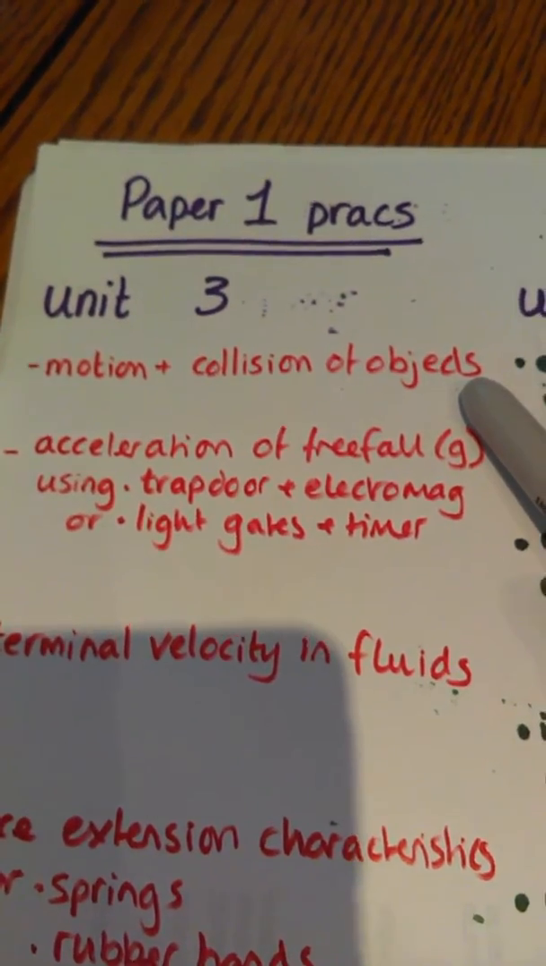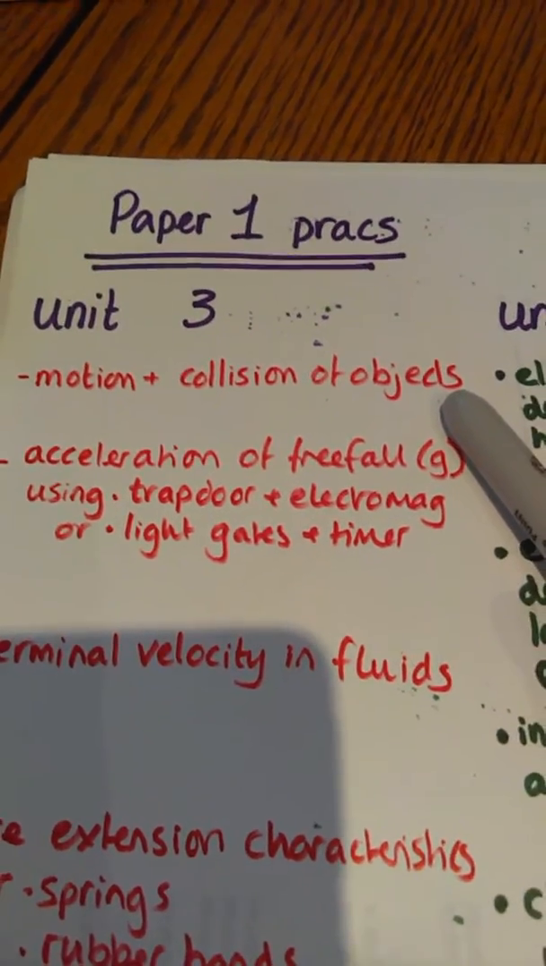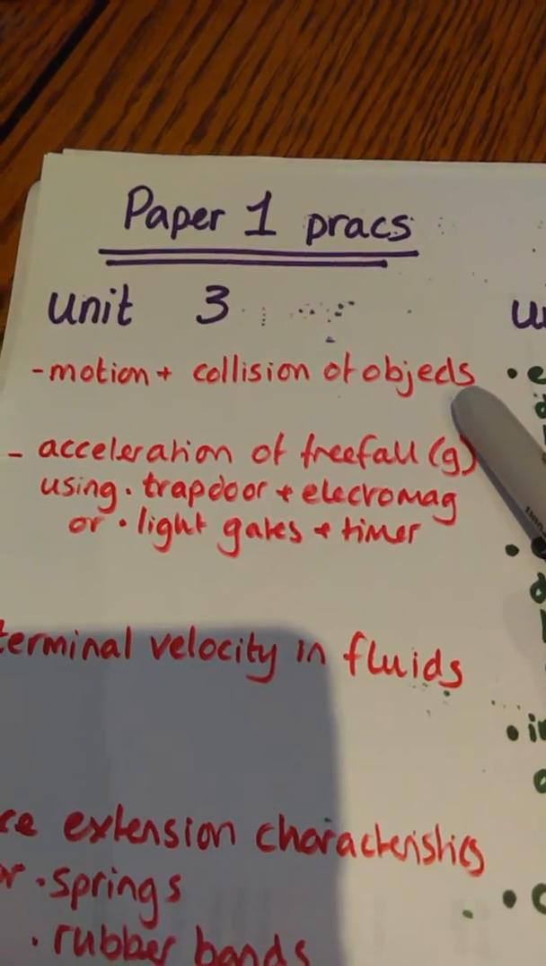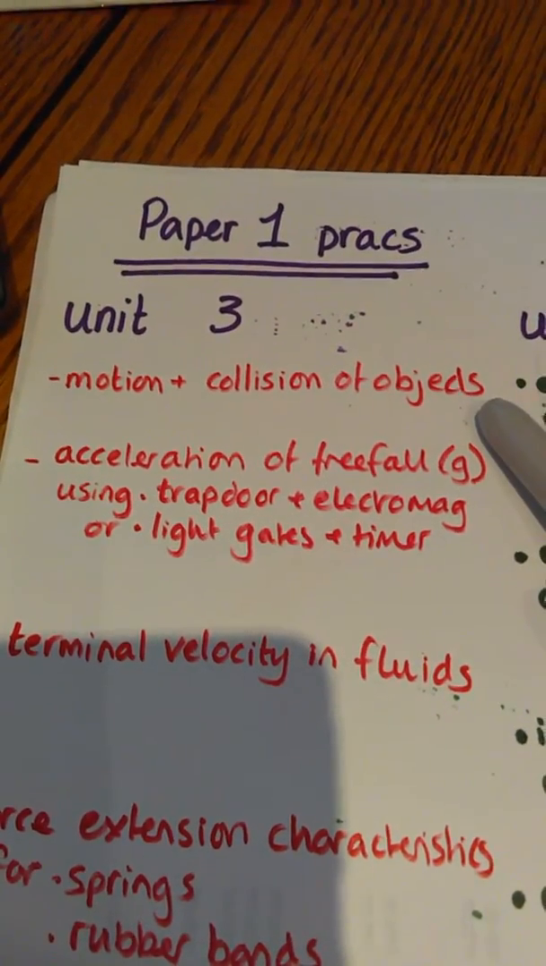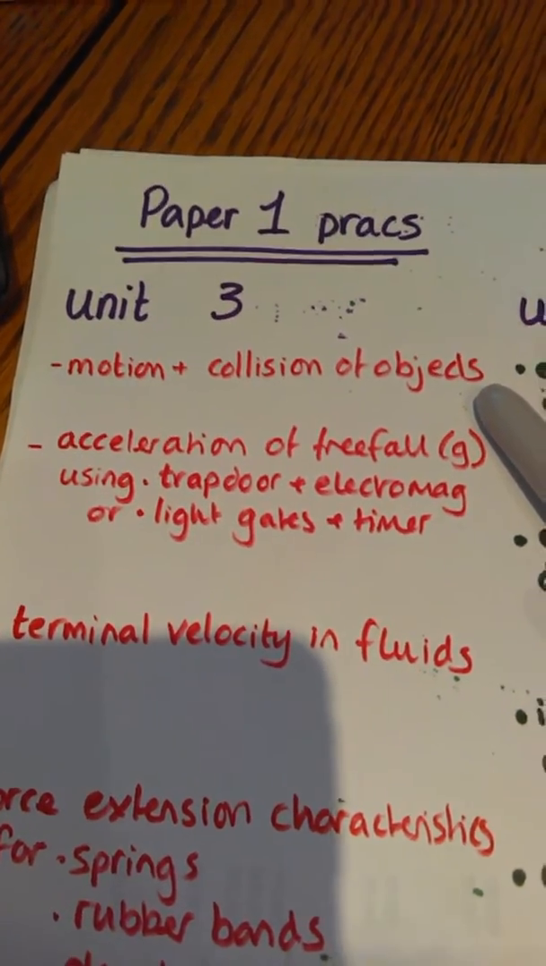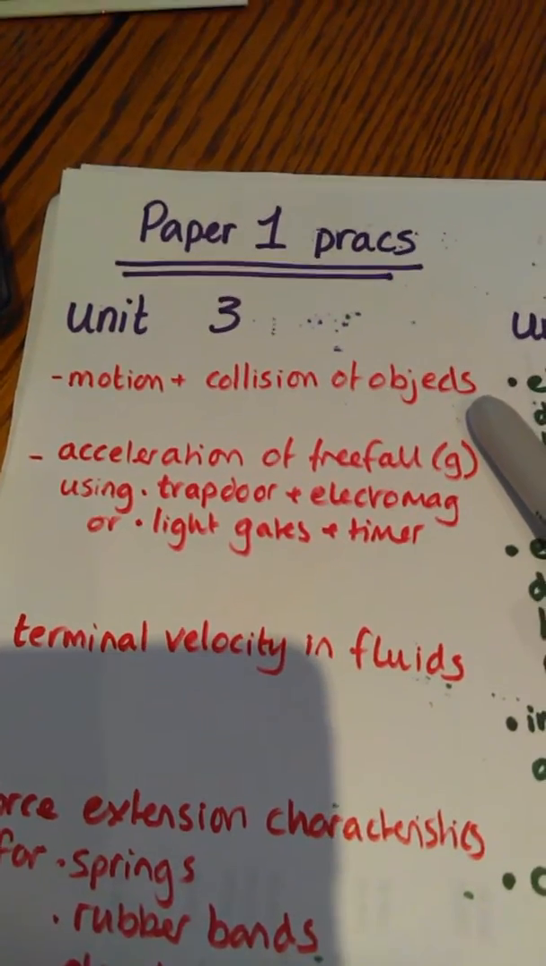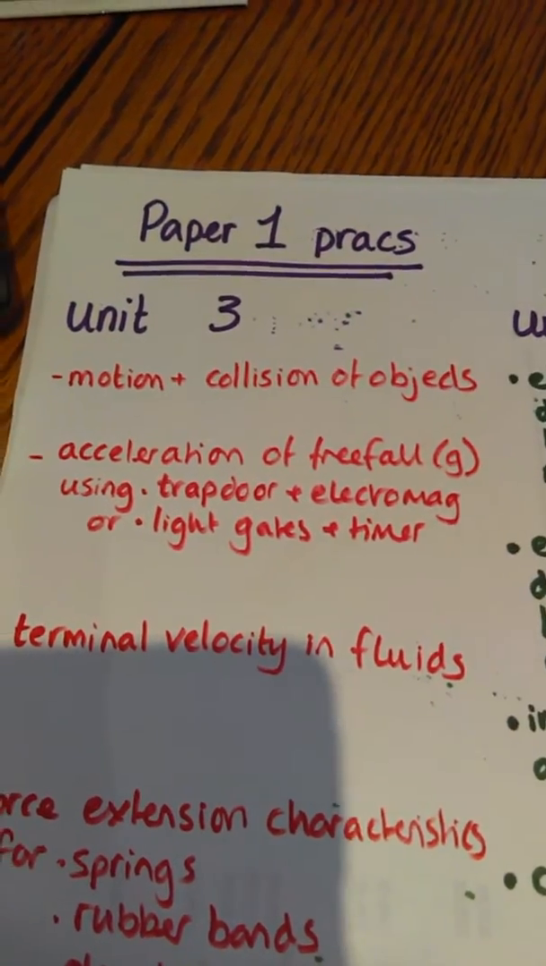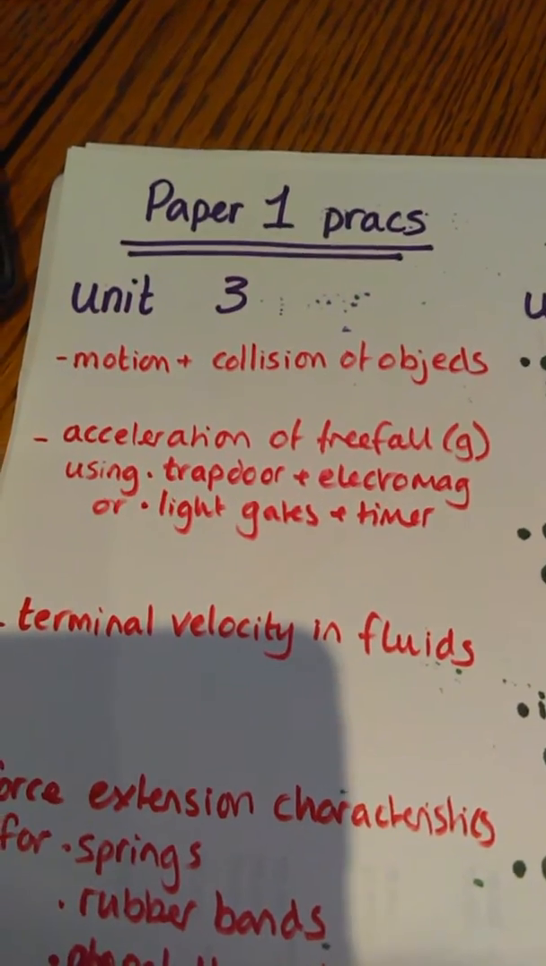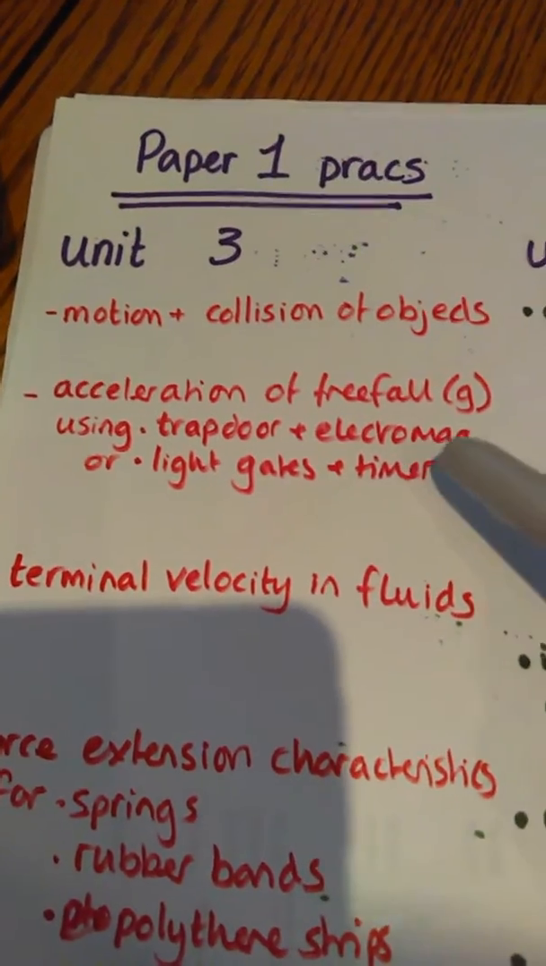You're probably going to be using some light gates somewhere along the lines to get some timing. Remember, if you're doing light gates, please make sure that you've said connecting them up to a data logger to a computer so that it can record that. Just the light gates won't give you a measurement. You need to know about the acceleration of free fall.